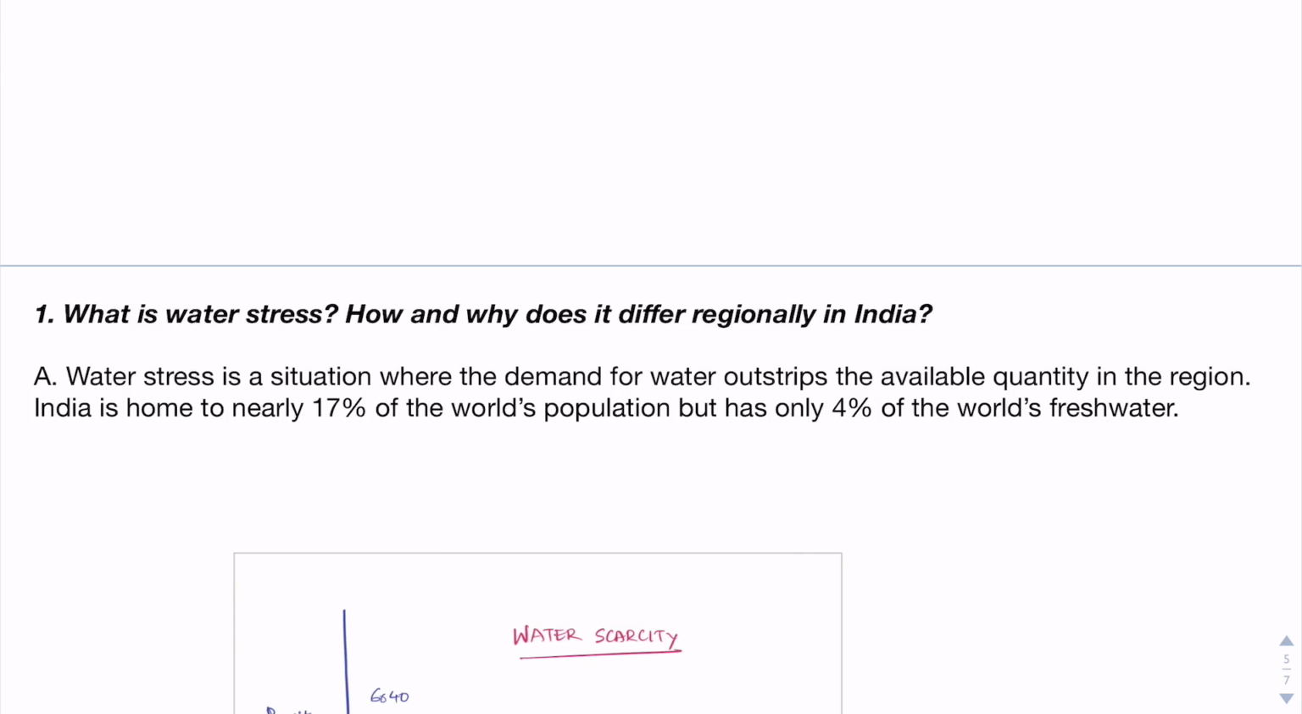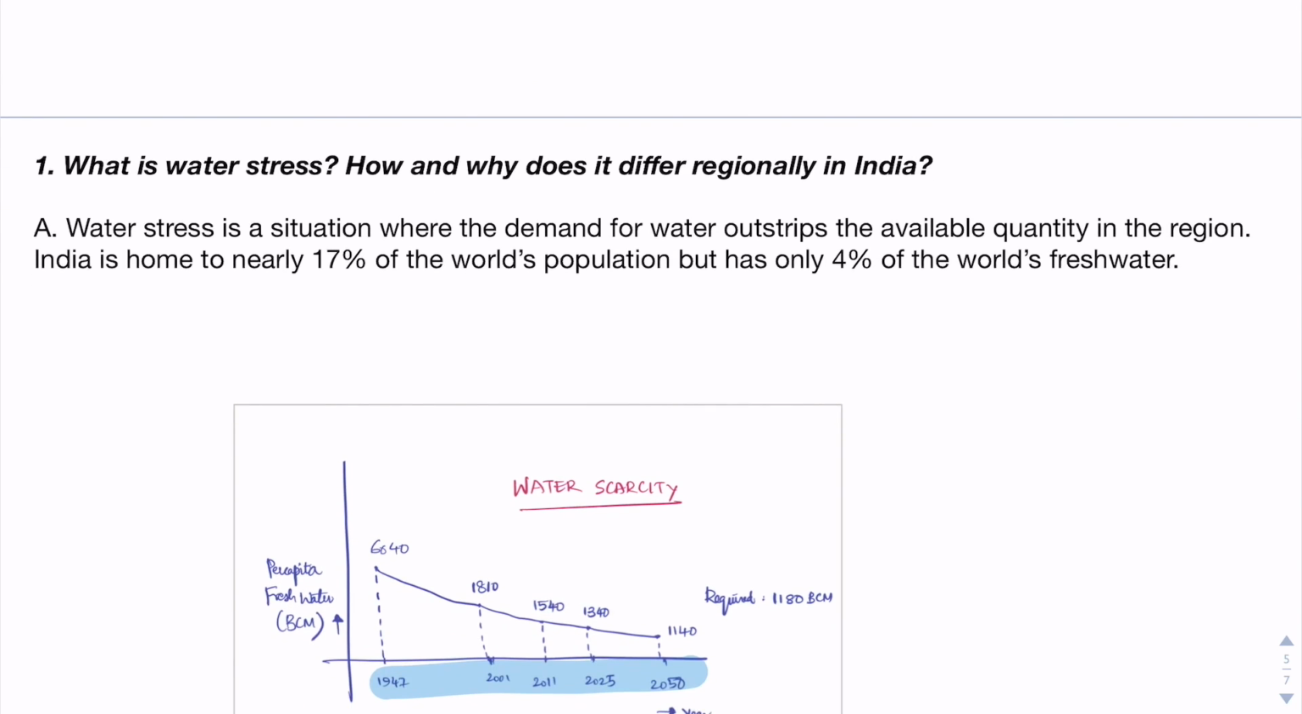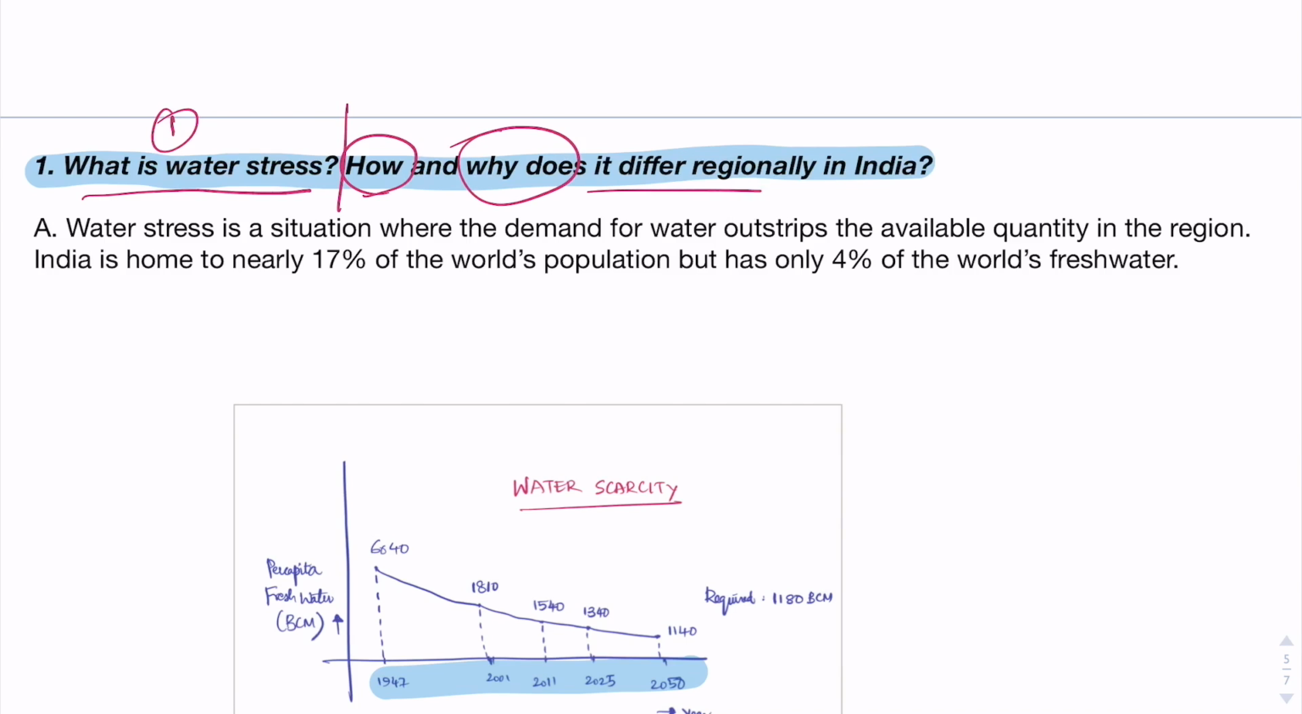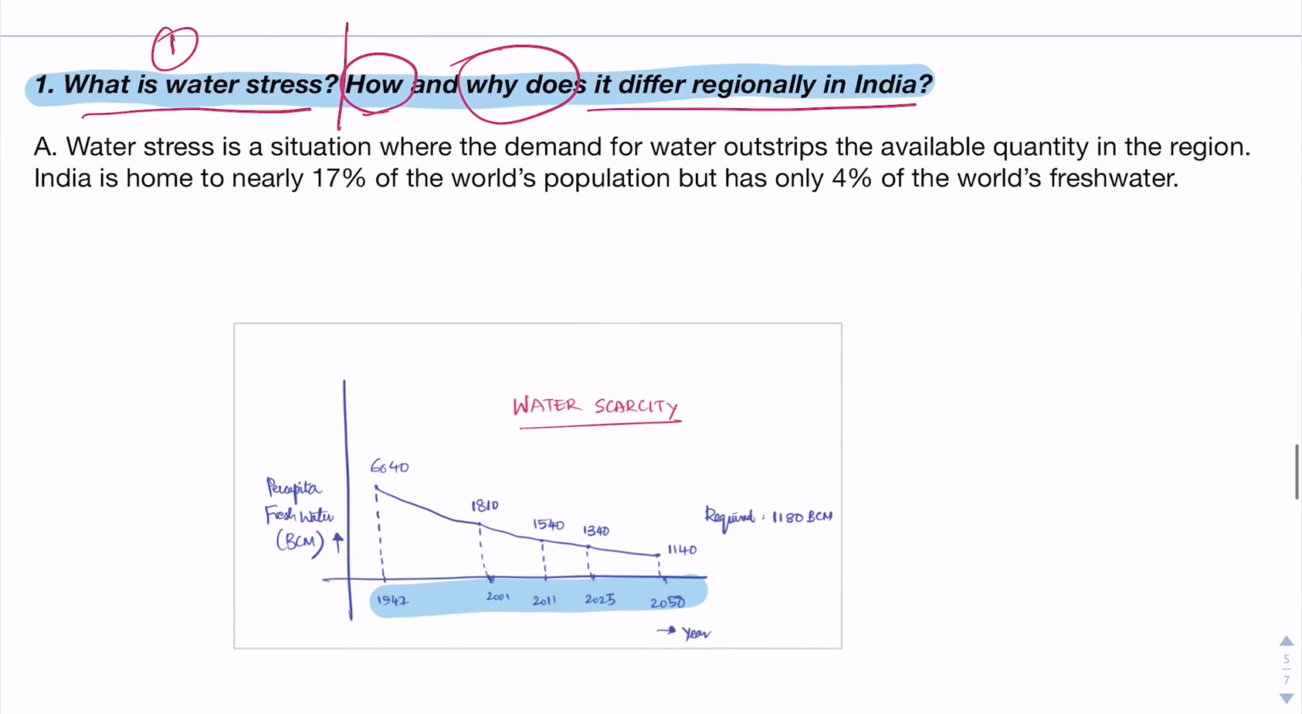Now let's go through a sample question which was asked recently in UPSC mains. It says, what is water stress? How and why does it vary regionally in India? Now this question has three distinct parts. One asking about what is water stress, second one about how it varies regionally, and third part about why does it differ regionally. Our answer should also be accordingly segregated into these three components.